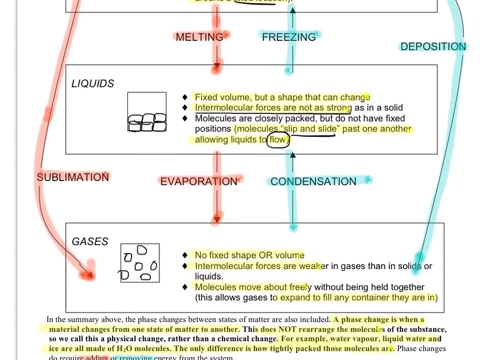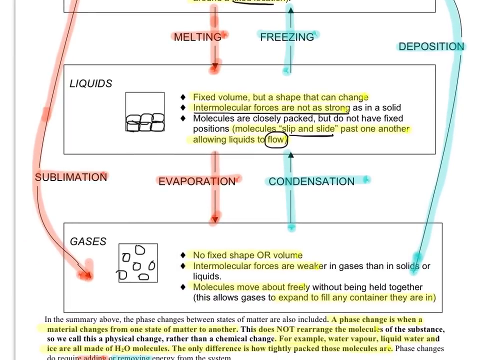Okay, and then the last state of matter that we will talk about in this class is a gas. And gases do not have a fixed shape, and they also do not have a fixed volume. All right, there's kind of nothing consistent about them.